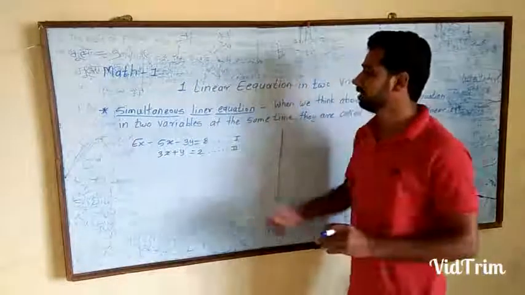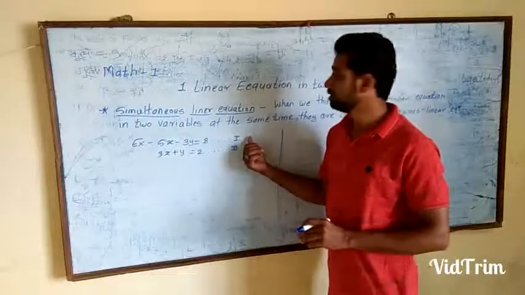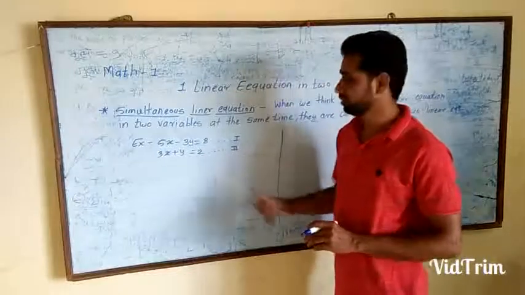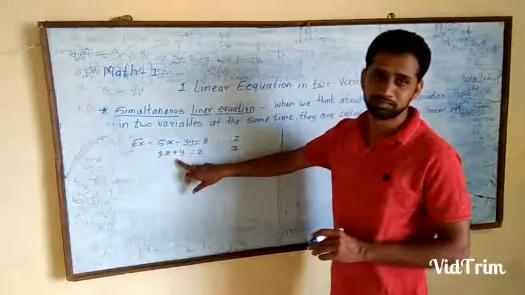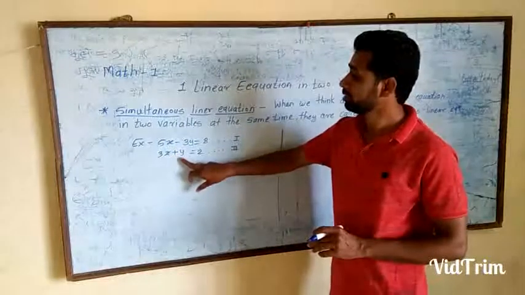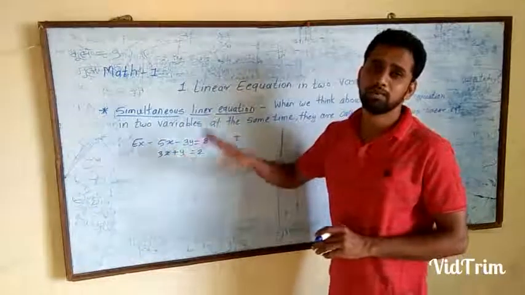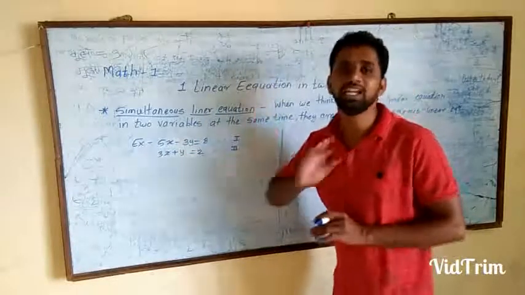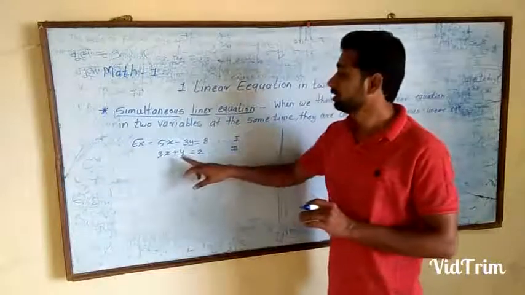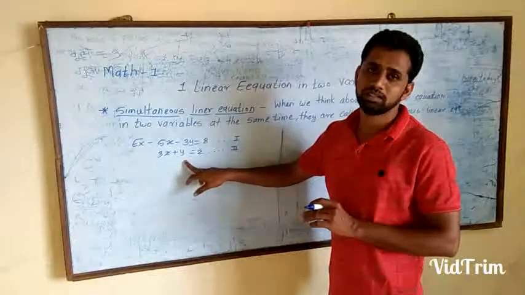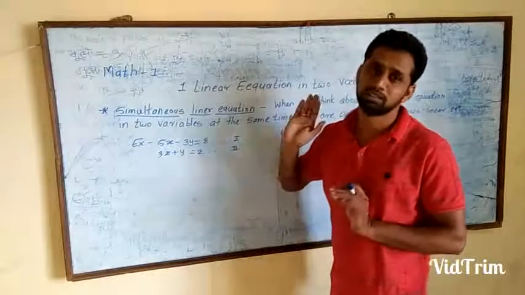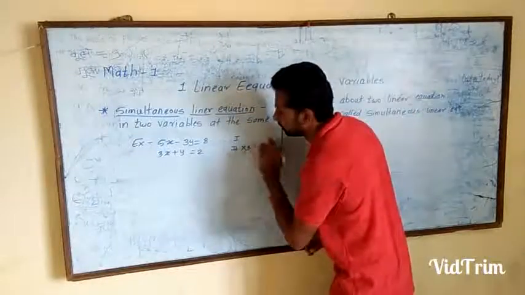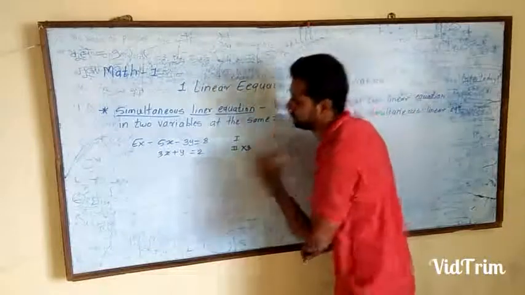5x minus 3y is equal to 8. This we assume is the first equation. 3x plus y is equal to 2, the second equation. You see, there is an opposite sign, but there is no same pair. When opposite sign and same pair are given in the equation, we can easily eliminate. So we first convert this to 3y and then we can eliminate. So multiply the second equation by 3.